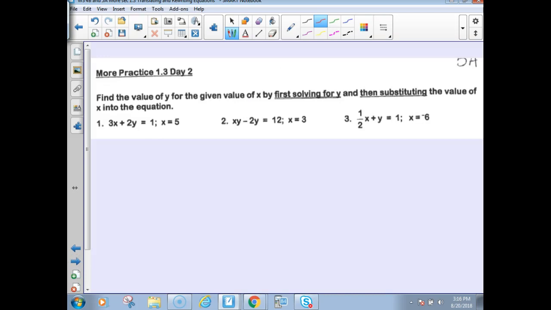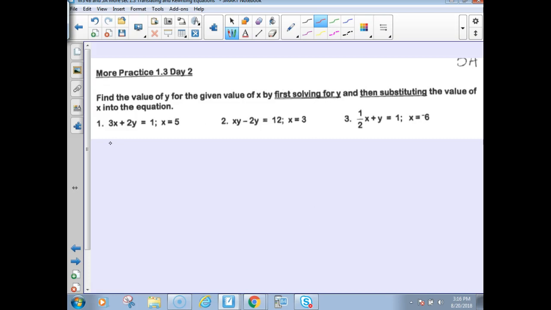All right, we need some more practice possibly on this. This is 5A. Find the value of y for the given value of x by first solving for y and then substituting the value of x into the equation. We did not do this, right? So familiar. It's just like what was on 4. No, I didn't already go over these. Okay.